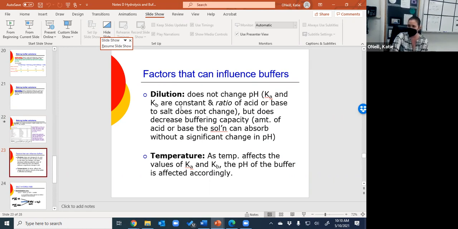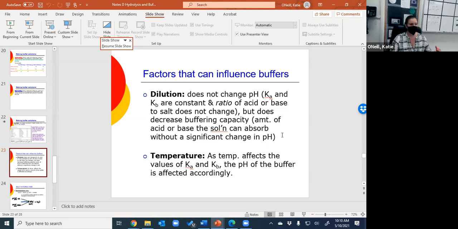And the first one kind of makes sense if you think about it. The dilution isn't going to change the pH because it's not changing the actual concentration of ions in the solution. And when they say it does not change the pH, they mean of the buffer. Like we were trying to make a buffer of 3.75. So the dilution doesn't change the pH of the original buffer solution.